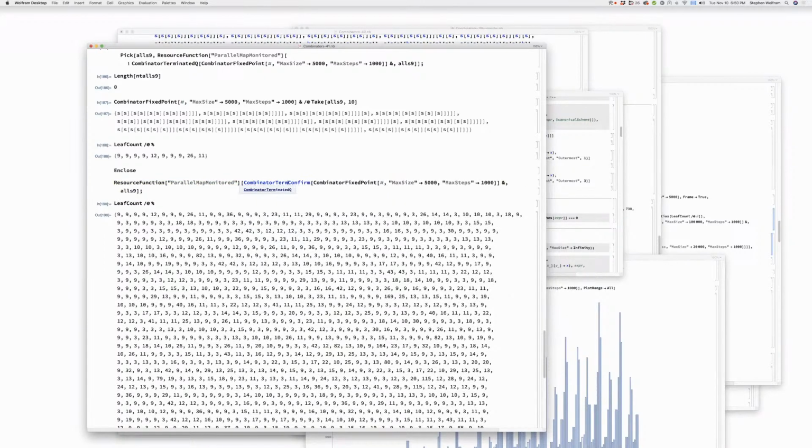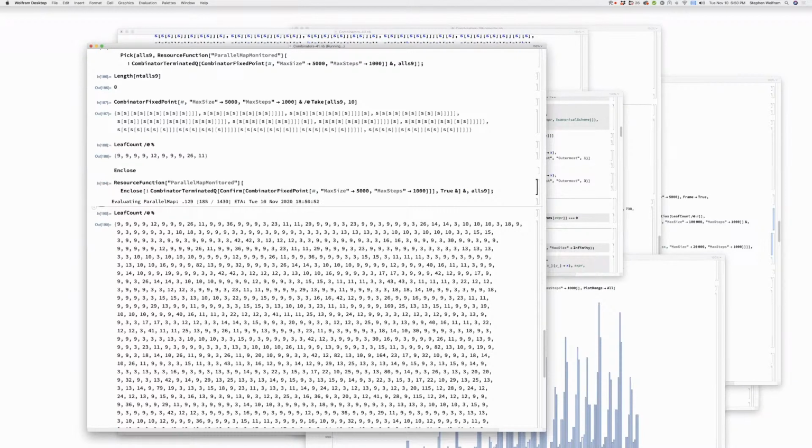we want to say combinator terminated queue. I've confirmed there, not combinator terminated queue, enclose true ampersand. Okay, so then this should give a whole mixture.